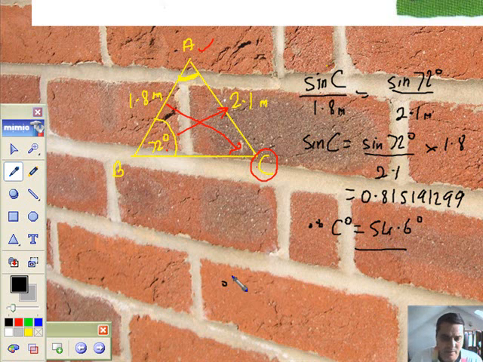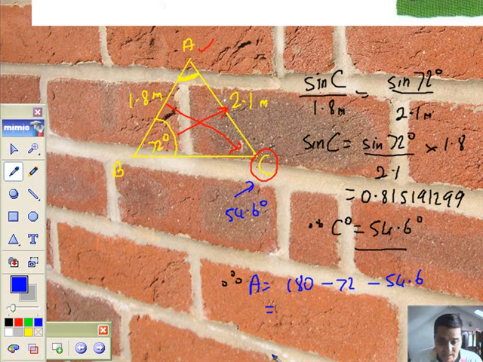That gives me 54.6 degrees. Therefore, let's conclude in blue. A is going to be 180, take away the 72, take away the 54.6, because we now know that is 54.6 degrees. Let's work it out: 180, take off the 72, and take off the 54.6. Boom, 53.4 degrees. I think that's a lovely question. There you go, a sine rule question in context. It's all about finding angles and ropes and what have you.